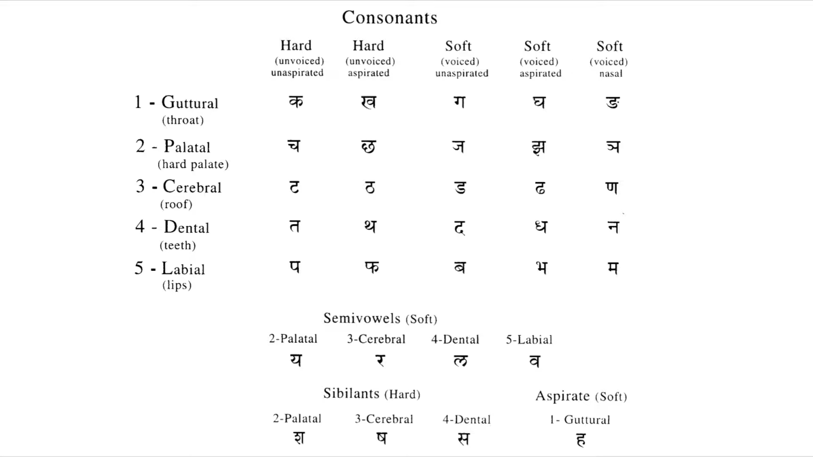Consonants. The first row of consonants is guttural, position 1 in the throat. The hard or unvoiced consonant, which is also unaspirated, is ka. Hard aspirated is kha. Soft unaspirated, ga. Soft aspirated, gha. Soft nasal, nga. All 5 taken together: ka, kha, ga, gha, nga.